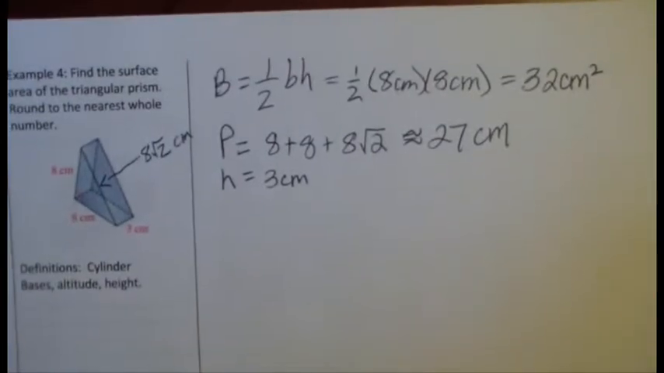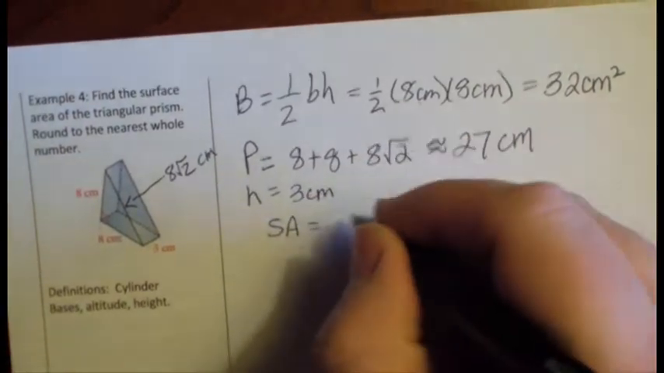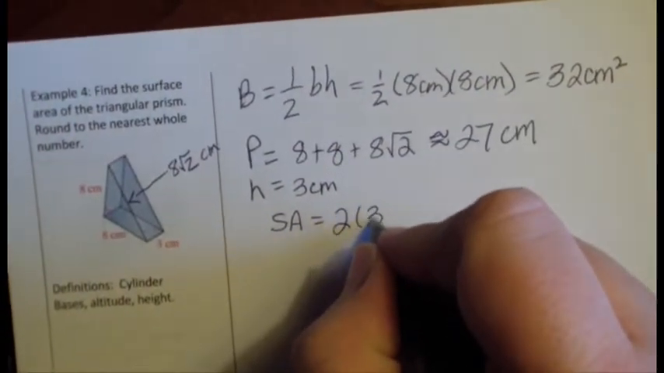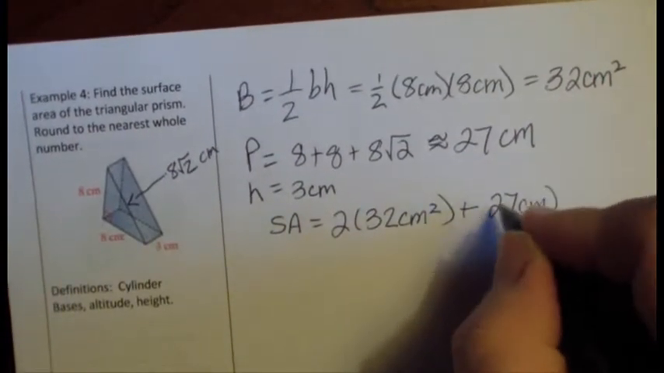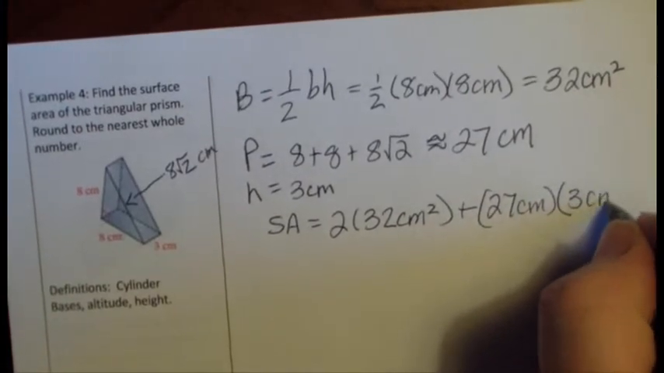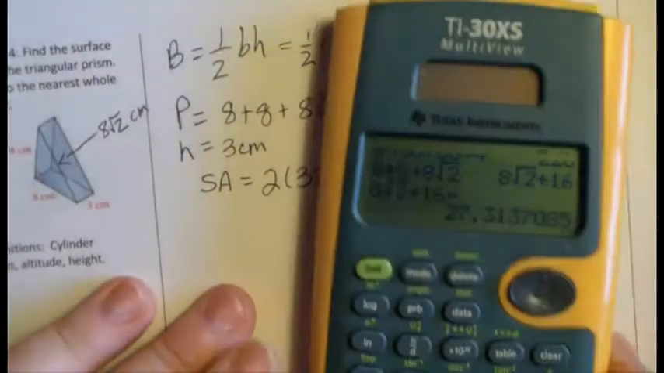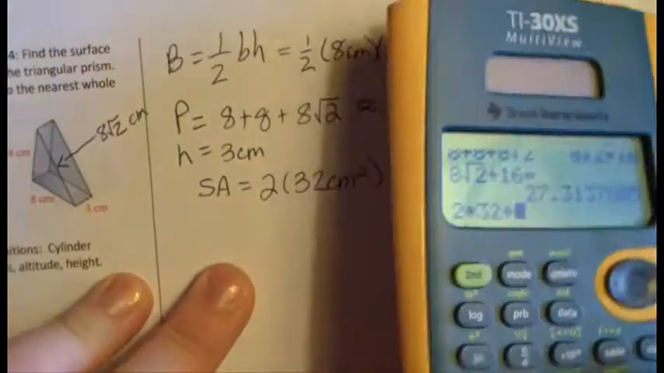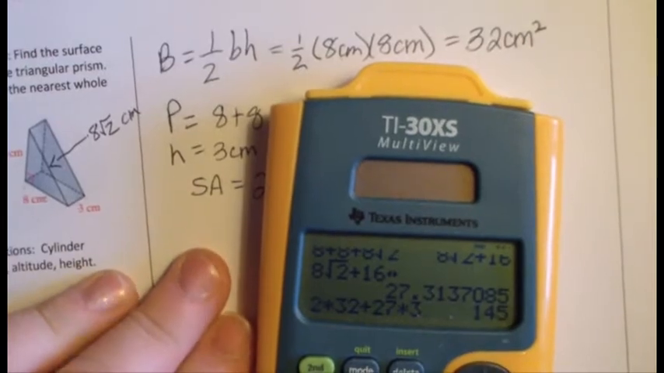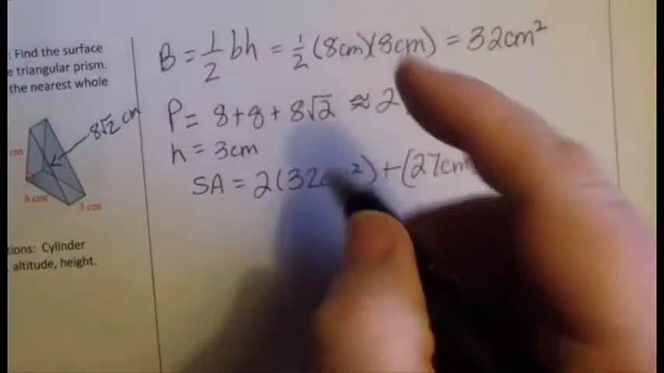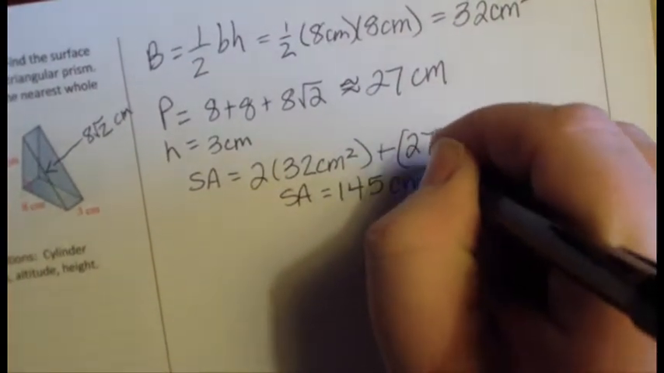All right, so now we have all the information we need to plug into our formula. Surface area is 2 times the base area, so 2 times 32 centimeters squared, plus the perimeter times the height, and that's what we're going to plug into our calculator, sorry. 2 times 32 plus 27 times 3, times 3. I got 145. So our surface area for our triangular prism, 145 centimeters squared.